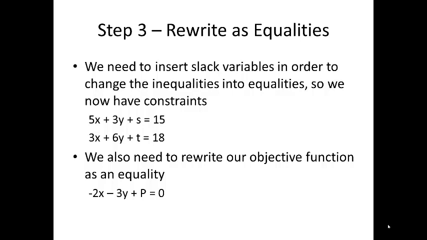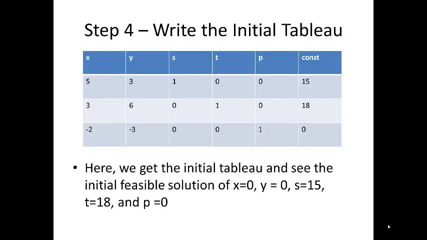Now we write the initial tableau form. Here is the initial tableau form. We have columns x, y, s, t, p, and a column for const. Once we write this out, we have 5x plus 3y plus s is equal to 15, 3x plus 6y plus t is equal to 18, minus 2x minus 3y plus p is equal to 0.